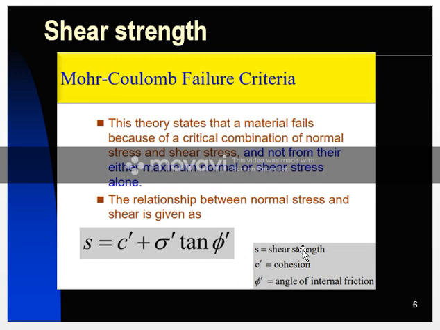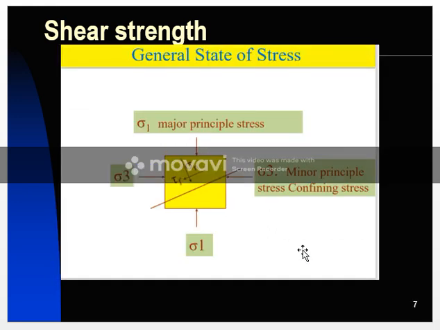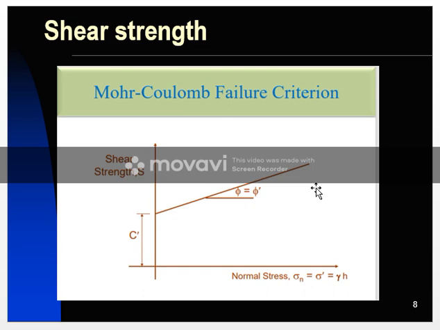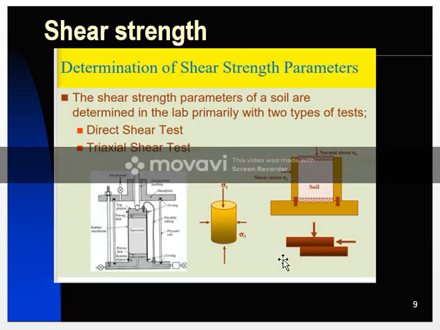This is the formula for the Mohr-Coulomb failure theory: S = c' + sigma' tan phi'. This drawing shows the major stress, that is the vertical force, and this is the horizontal force. Based on that, we find the shear strength using this graph. This is the base, and c' is the cohesion. We draw a graph of normal stress versus shear strength, and it gives you the angle of internal friction, the phi value.